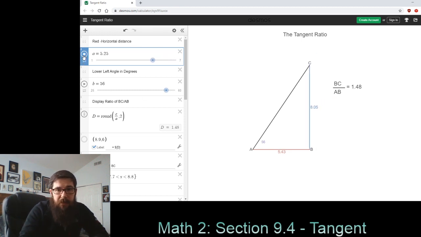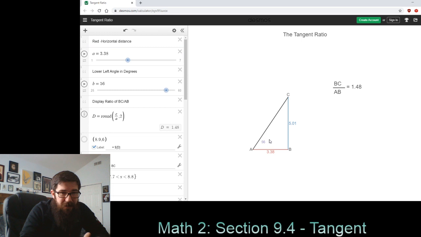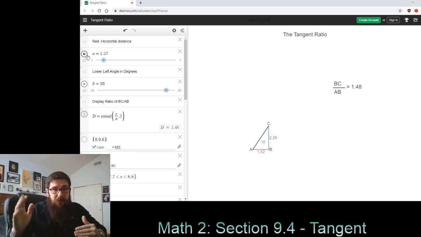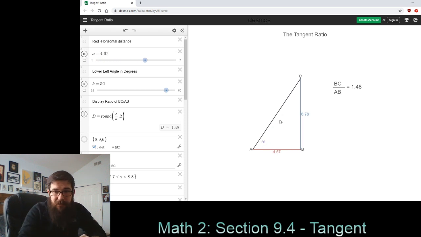Let's make it a smaller triangle. From that opposite side, if I take 5.01 and divide it by 3.38, you want to know what you're going to get? 1.48. Really, it doesn't matter what size this triangle is. I can make the side lengths as big or as small. As long as that angle is 56, we have that right angle at B, this ratio doesn't change.